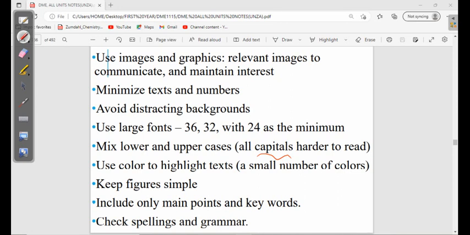And use color to highlight text. You don't highlight everything. Don't use colored text on everything. Only use colored ink on portions that you want to highlight, those portions which you want to concentrate on. And keep figures simple. Don't use figures which are too complicated for people to understand. Also include only main points and keywords. You don't put everything. When you write a keyword, don't write an explanation. You can explain as you present yourself, and make sure that you check the spelling and the grammar of your presentation.